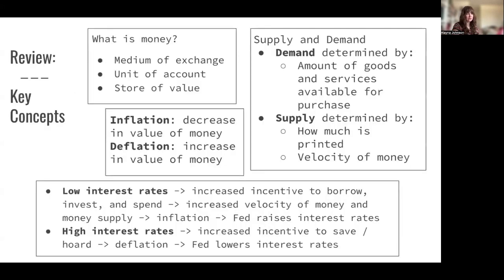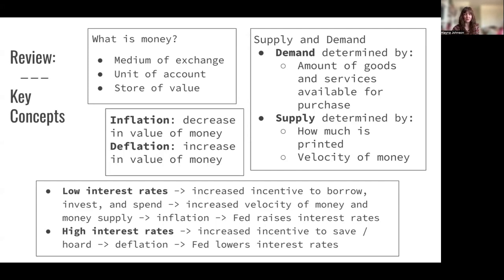So let's review some of these key concepts before we wrap up and how they all connect to each other. So first, we talked about what money is, right? It's a medium of exchange, a unit of account, and a store of value. Then we talked about how we know what the value of that money is. And we know that the value is determined by supply and demand, just like anything else. So demand is determined by the amount of goods and services available for purchase, and the supply is determined by how much money is printed and the velocity of money. We talked about inflation and deflation. Inflation being a decrease in the value of money, and deflation being an increase in the value of money.